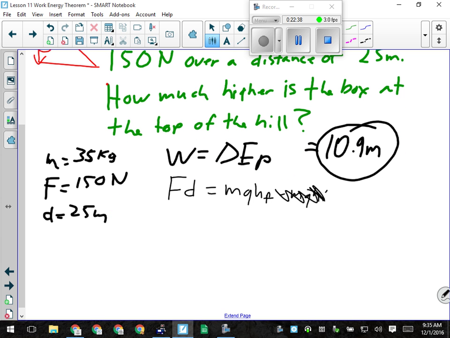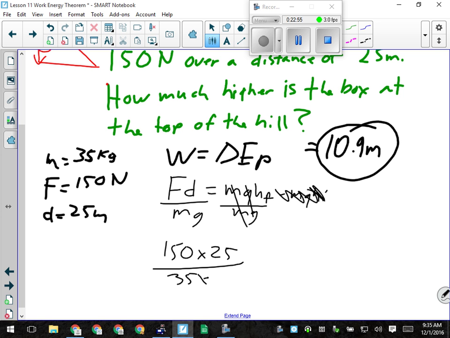Okay, all right. So I need to manipulate then for h. So all I have to do is divide both sides by m times g. Then we'll have our 150 newtons times the length of the ramp, 25 meters, divided by the mass of the box, 35 kilos, times 9.81.